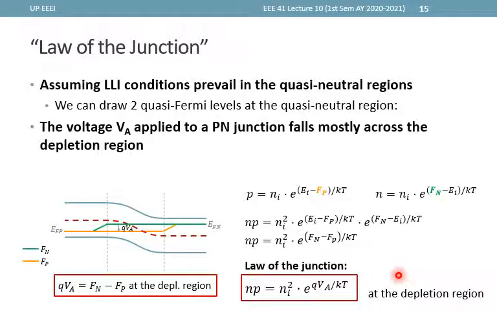Now, how do we use this? For example, we have the N side. We know that at this portion, n is approximately equal to Nd. Then we can simply compute p as ni squared over Nd times e raised to qVA over kT. At the other side, we can solve for n by knowing that p at this portion is approximately Na, and therefore n is approximately ni squared e^(qVA/kT) over Na.